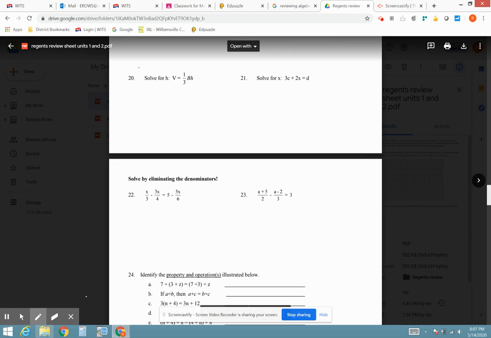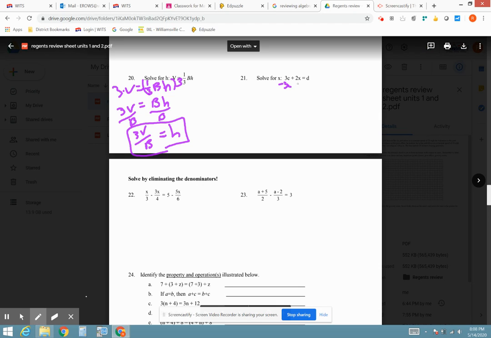Solve for h. So V equals 1/3 base times height. So in order to move the 1/3, I have to multiply both sides by 3. So 3V equals capital B times h, divided by capital B. 3V over B equals h. That's that one. Solve this for x.